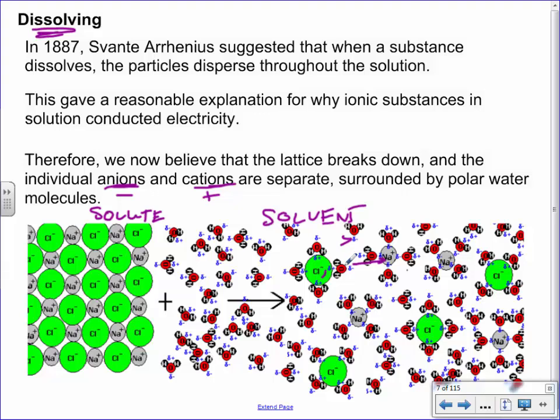I know it's a silly one, but it was Arrhenius that came up with this idea that that's how a solid all of a sudden breaks into pieces. Because now there's no more solid chunks left, now that it's spread out.